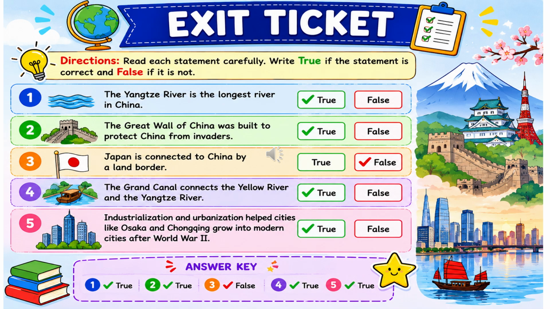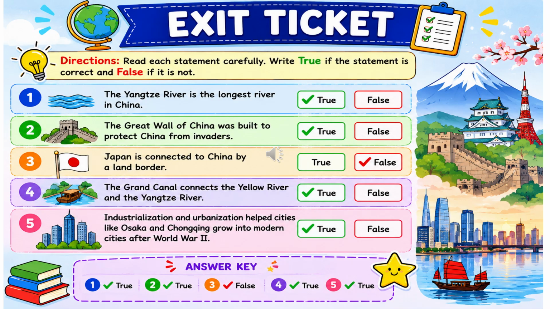So the first one is: the Yangtze River is the longest river in China. Is it true or false? The correct answer is yes, true. The Yangtze River is the longest river in China and one of the longest rivers in the world.